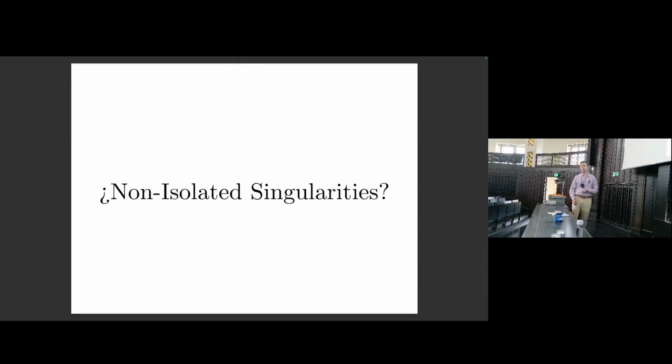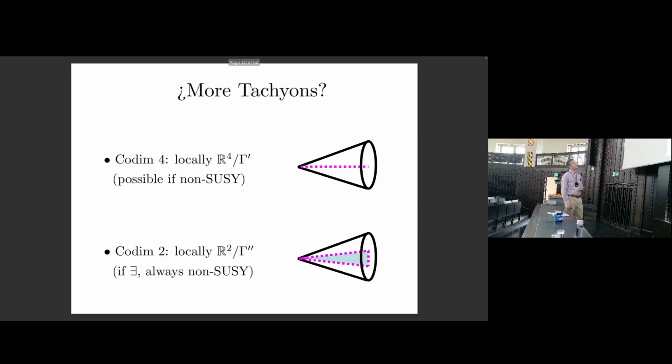What about non-isolated singularities? There I said we have to tread with more caution because the tachyon is now possibly out at infinity, and the geometry itself may be messed up. Well, there are 2 cases one could entertain, a codimension 4 singularity or a codimension 2. It's possible, and in fact, in all the cases we explicitly found, or we could explicitly write down answers for, it turned out that the R4 mod gamma prime induced from the original group action for the R6 mod gamma turned out to already produce a supersymmetric R4 mod gamma prime. So there's no extra tachyons in those cases.